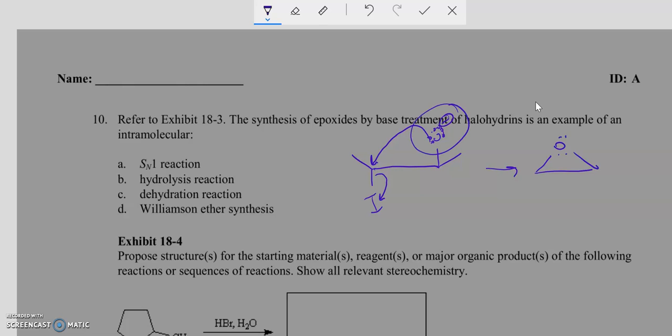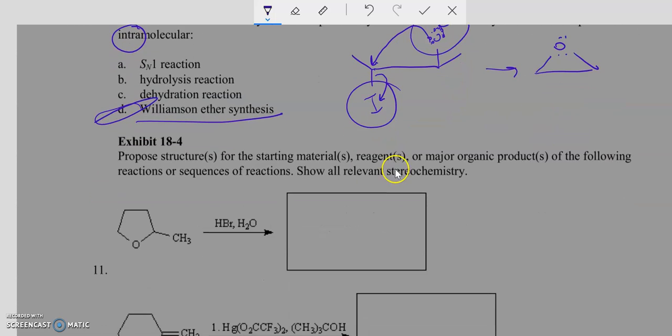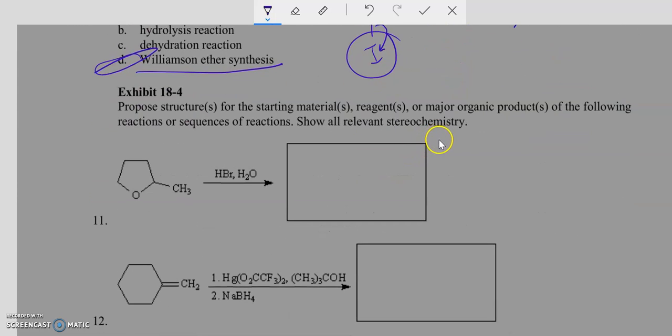Basically, you have an alkoxide and then you have an alkyl halide. That's nothing but just a Williamson ether synthesis. So it's an example of intra, within the molecule, right? So question number 10. Question number 11, it's asking us to propose structures for the product here.